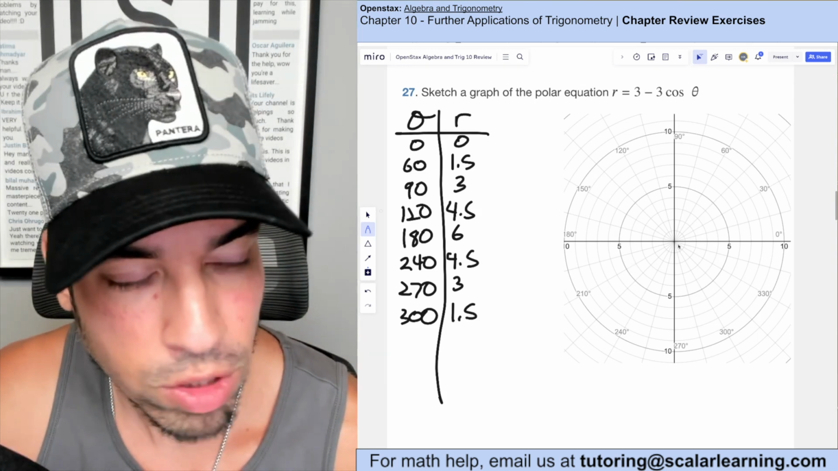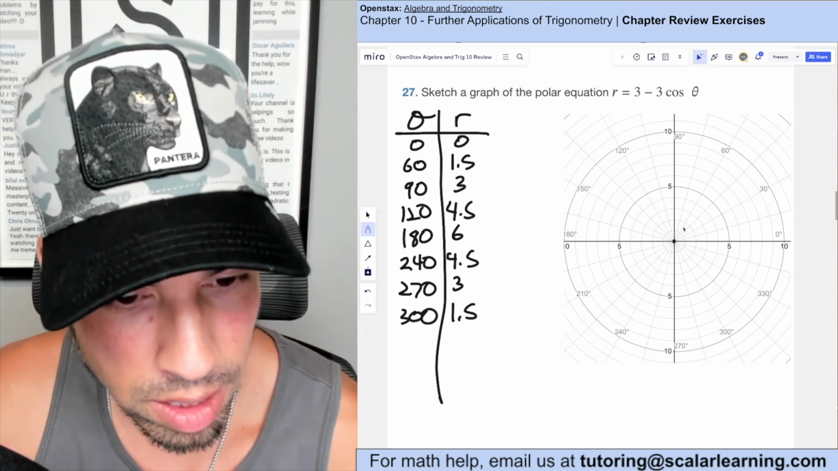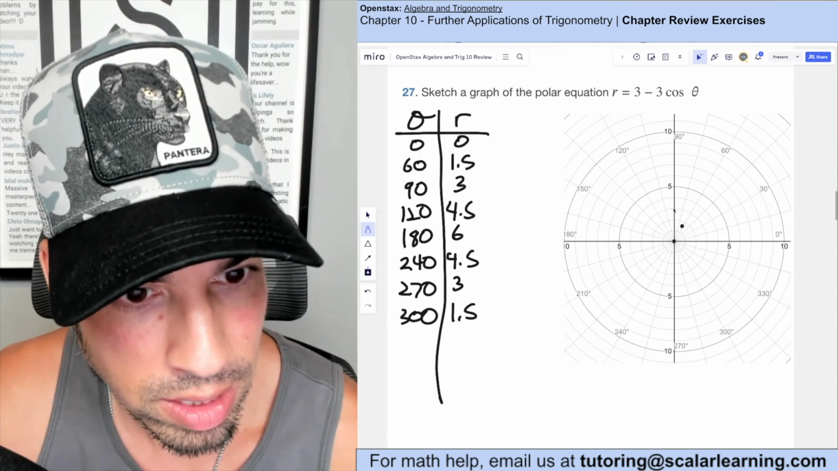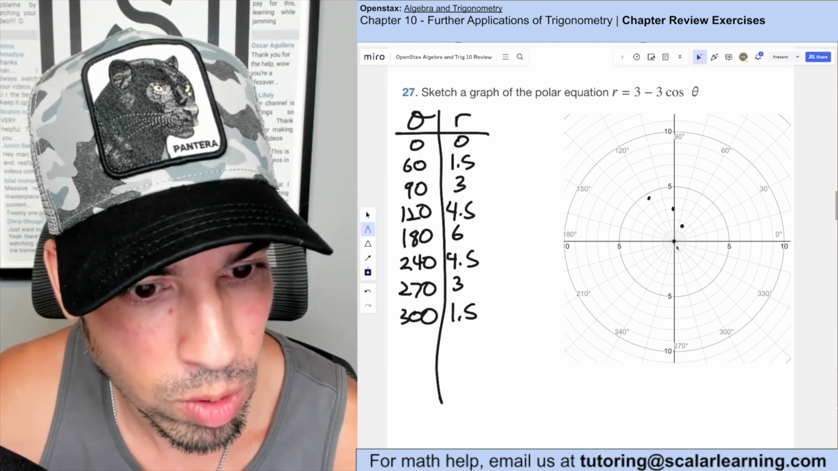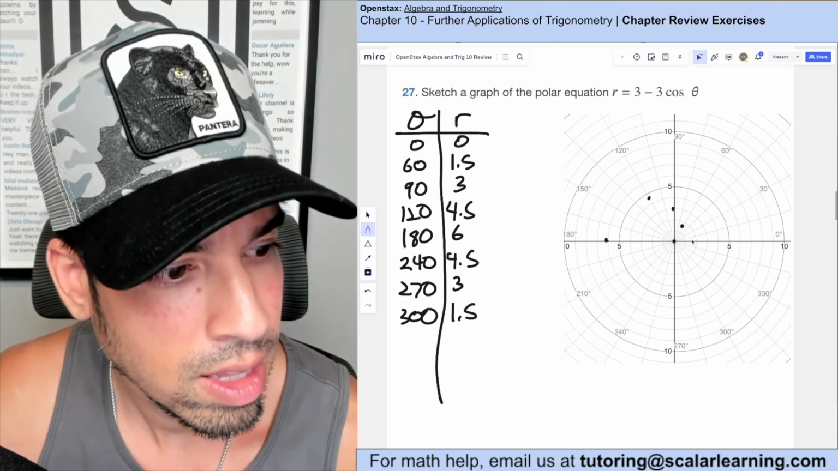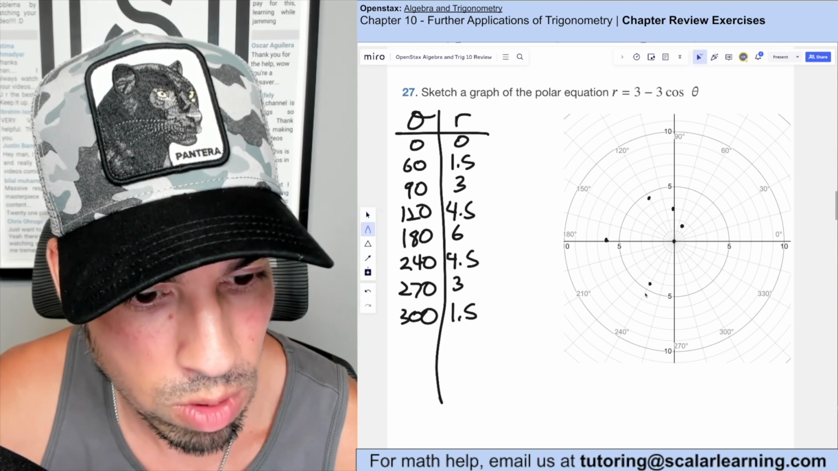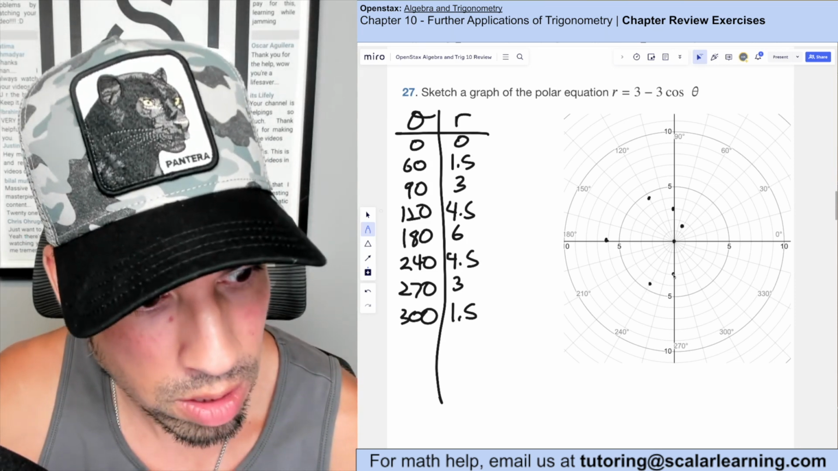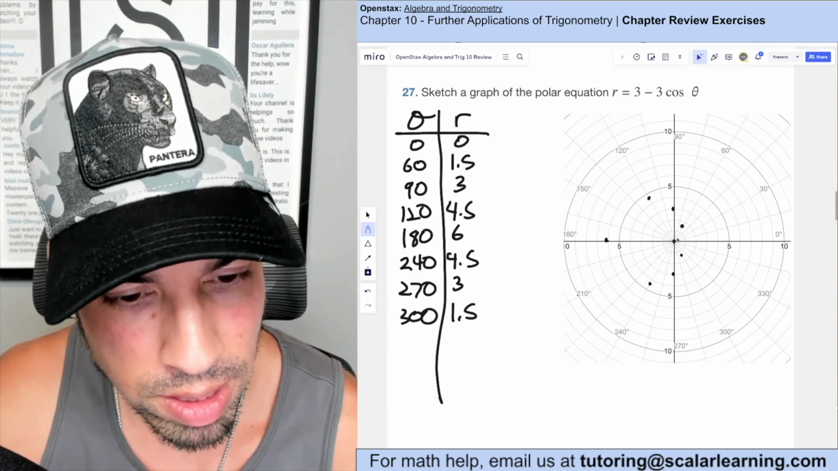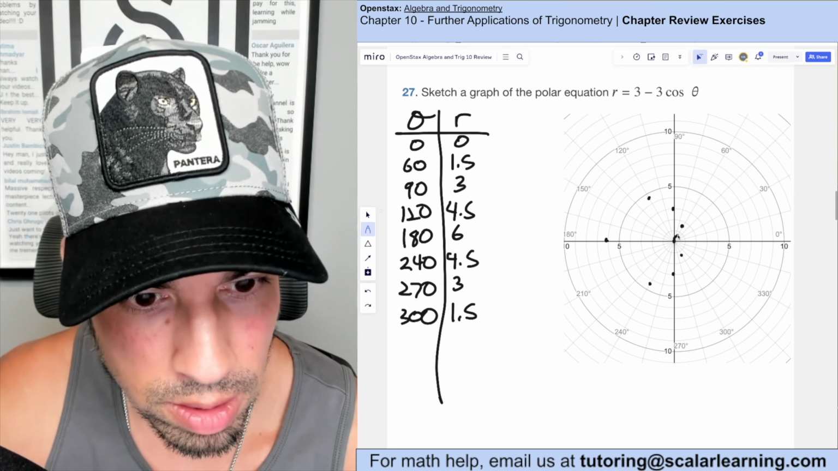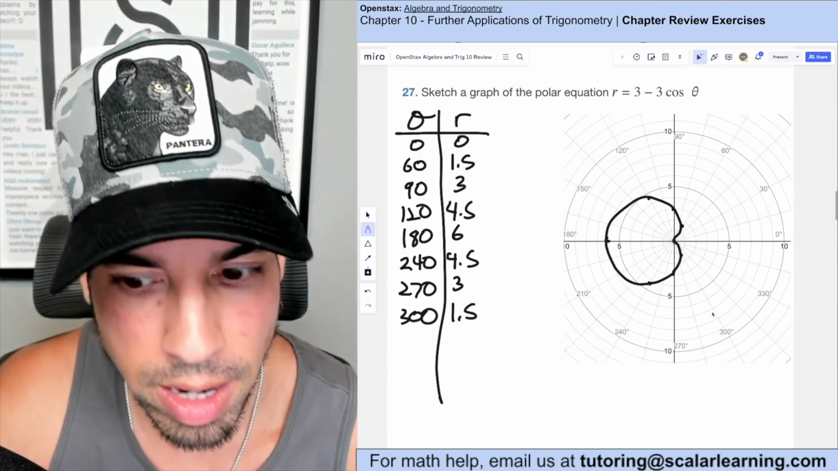Now let's plot out these points. So we start out with 0 and 0. Then we go to 60 degrees, and that's 1.5. Then we go to 90, that's 3. Then we go to 120, that's 4.5. Then we go to 180, that's 6. And then we go to 240, and we see 4.5 again right here, right? 4 and 5 in between. Then we got 270 straight down, we're at 3. Then we got 300 right here, we're at 1.5, and then again back to 0. So as we connect the dots, we get like this, coming around like so, and that's how you do it.